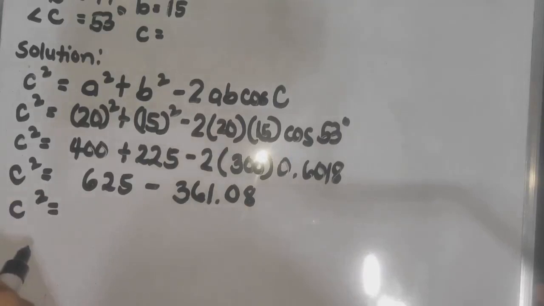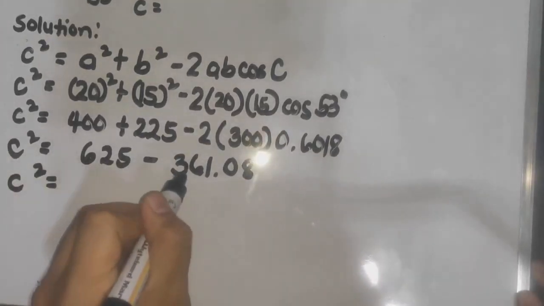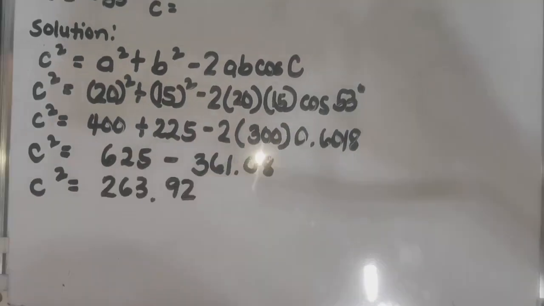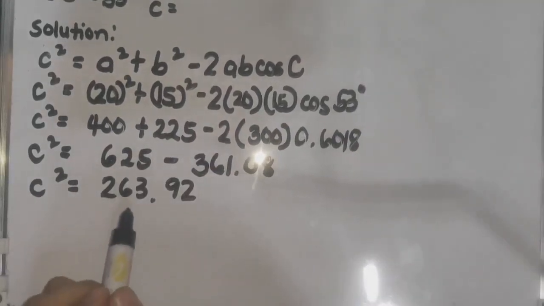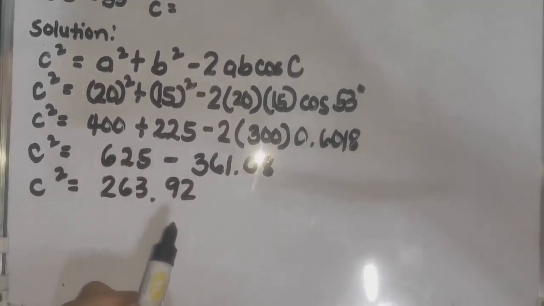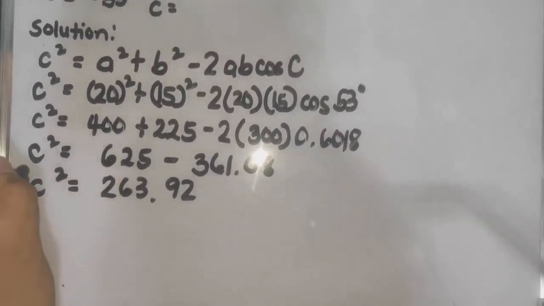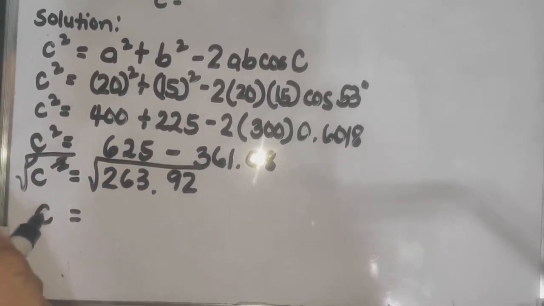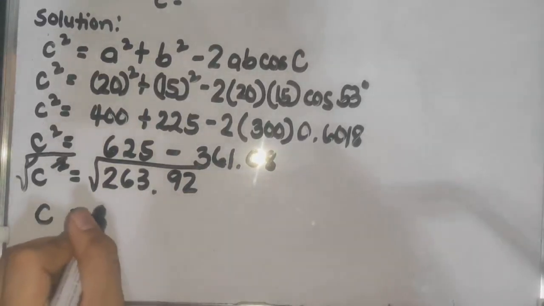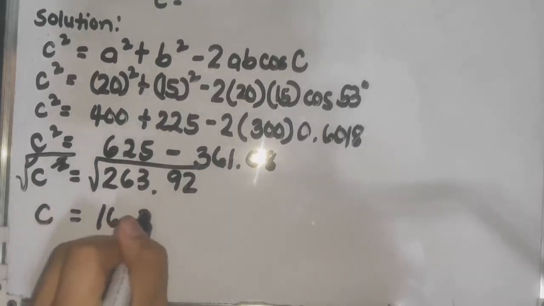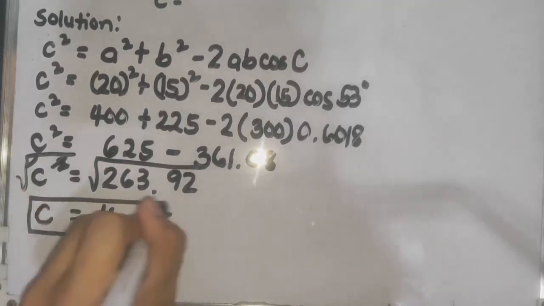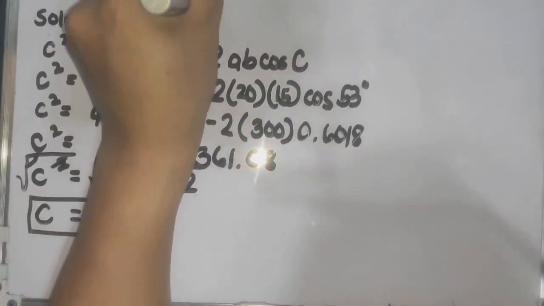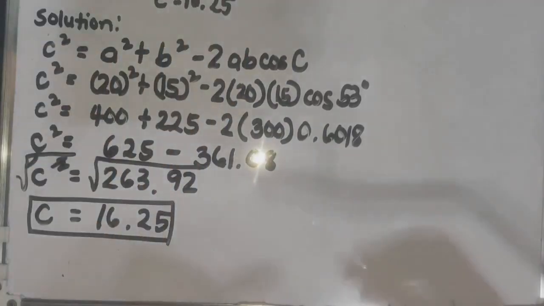Then, C squared is equal to 625 minus 361.08 is 263.92. Then, apply the square root property. Lagyan natin ng radical sign on both sides. So, cancel out. Matitira na lang sa left side ay side C. So, the square root of 263.92 is 16.25. So, ang value ng ating side C is 16.25.